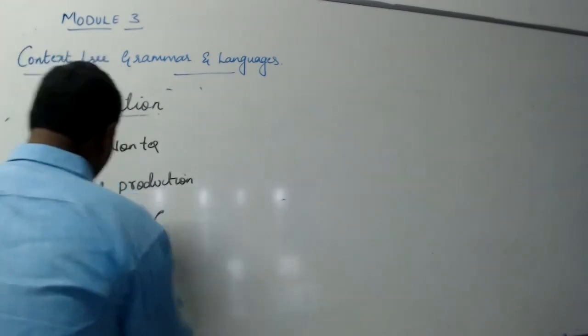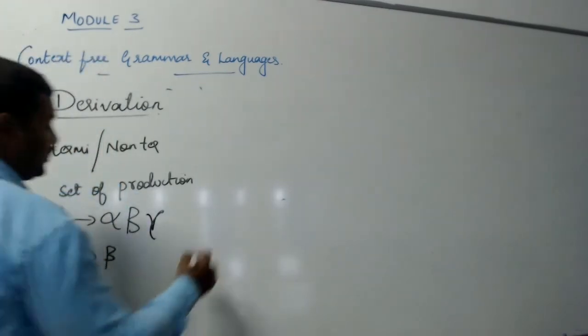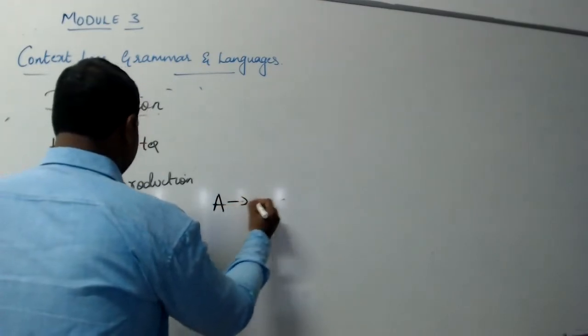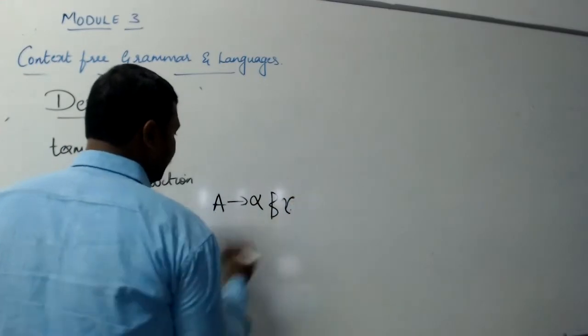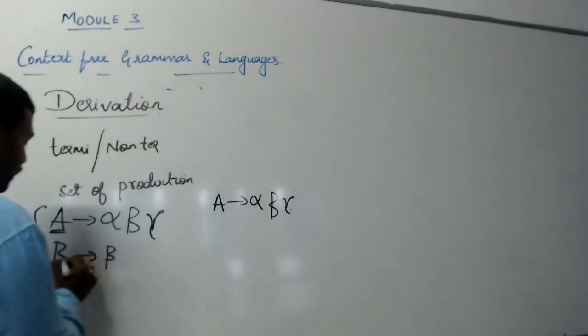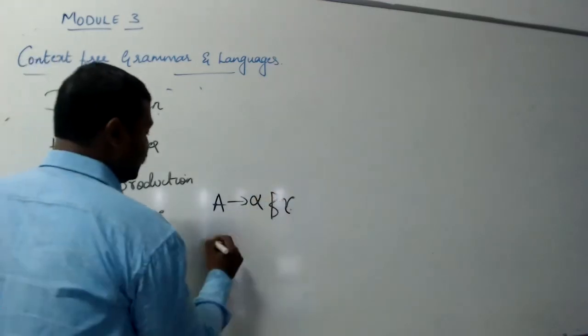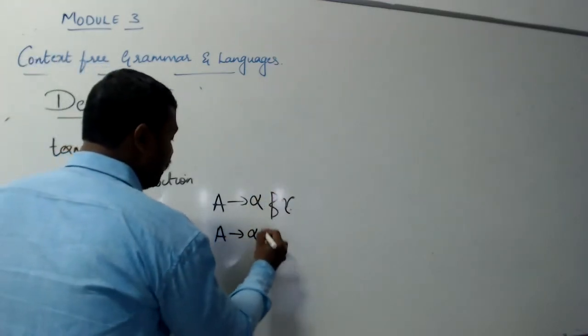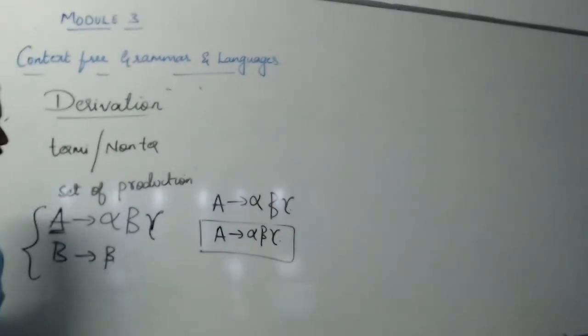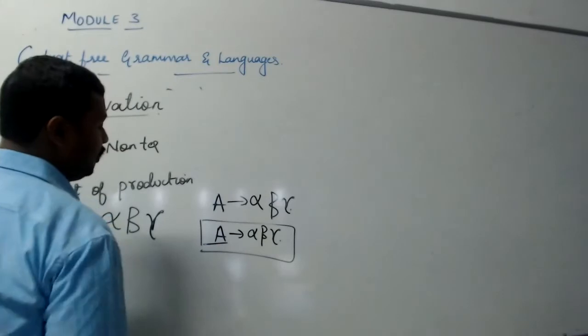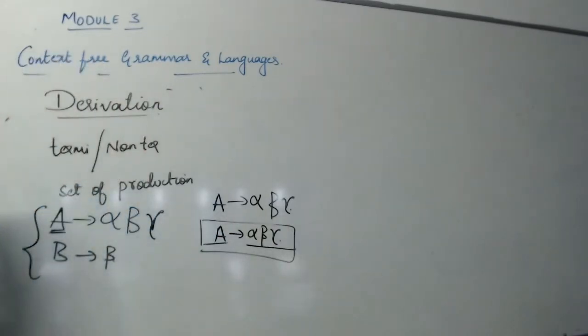By applying a production upon your start symbol, always the start symbol is your first production. A tends to alpha B gamma, right? So by applying the production B tends to beta upon your start symbol, you will get A tends to alpha beta gamma. This is your context-free grammar. On your left hand side, you have a non-terminal. On the right hand side, you have a string of terminals. Clear with this? This is derivation.